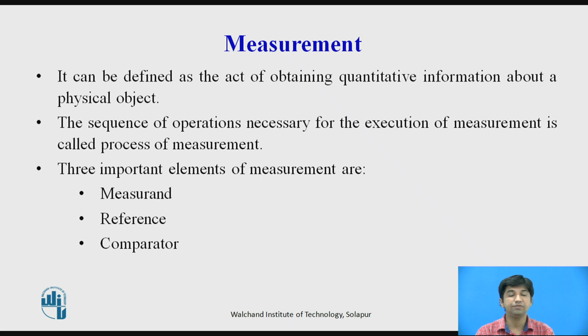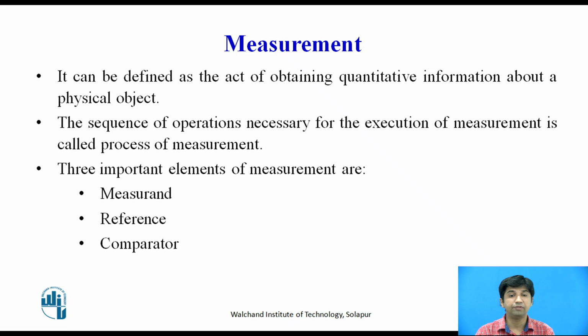Measurand. It is a physical quantity or property like length, angle, diameter, thickness, etc. to be measured. Reference. It is a physical quantity or a property to which quantitative comparisons are made. Comparator. It is the means of comparing the measurand with some reference.